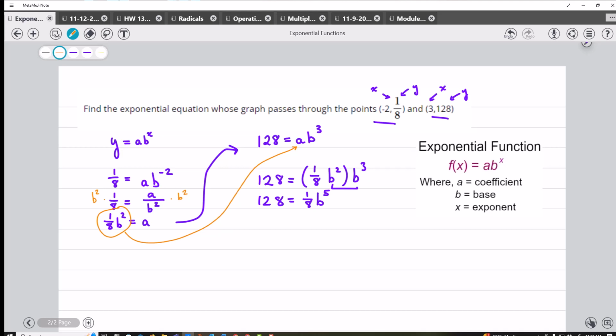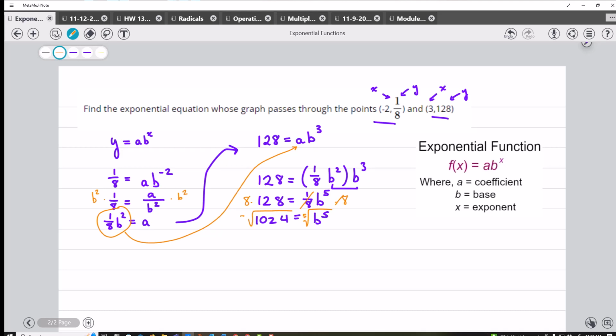All right. I could multiply both sides by 8 to get that canceled out. And so that gives me 1024 equals b to the 5th. And how would I solve this? I would take the 5th root.